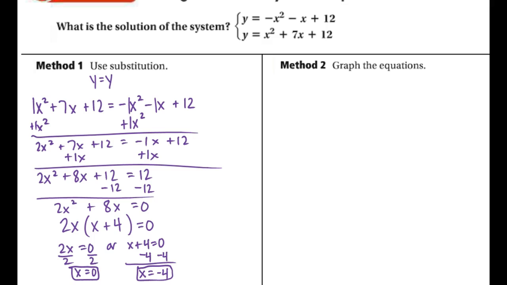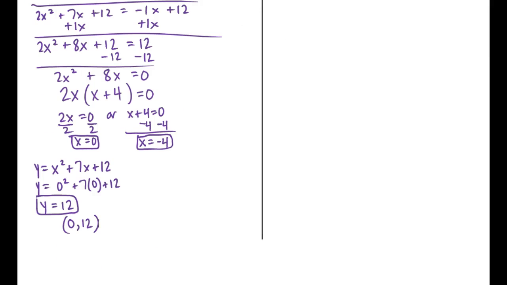Now to find the y values, you need to pick one of the equations that we started with and substitute each of the x values in separately to find the corresponding y. Out of the two equations, I would prefer to work with the positive coefficients. So I'm going to use the equation y equals x squared plus 7x plus 12. When substituting in 0, I get a y value of positive 12. So that means my first intersection point is at the coordinate (0, 12).